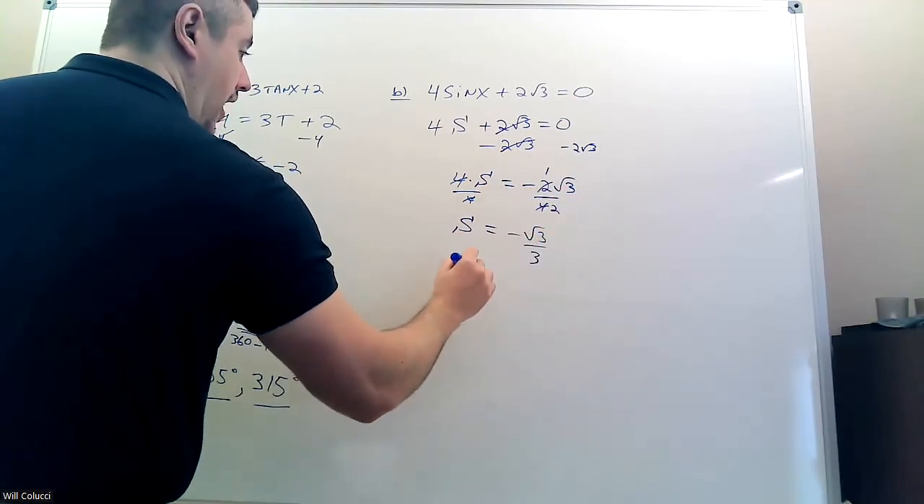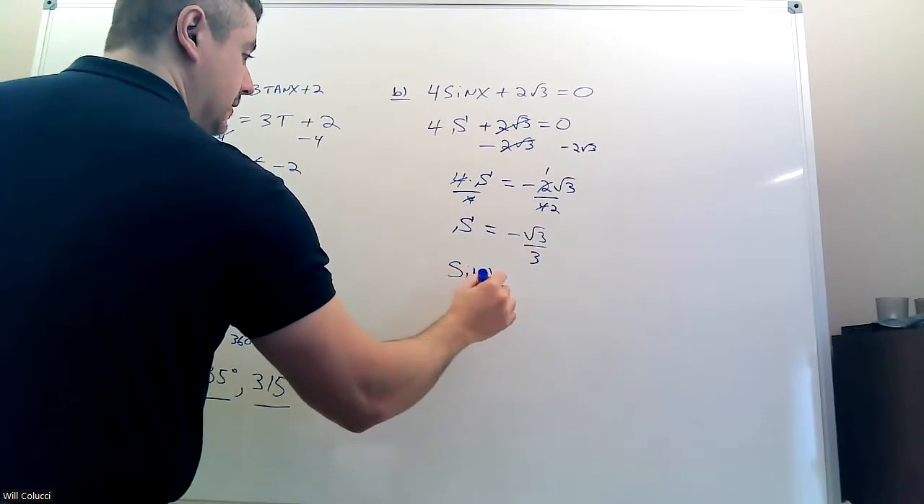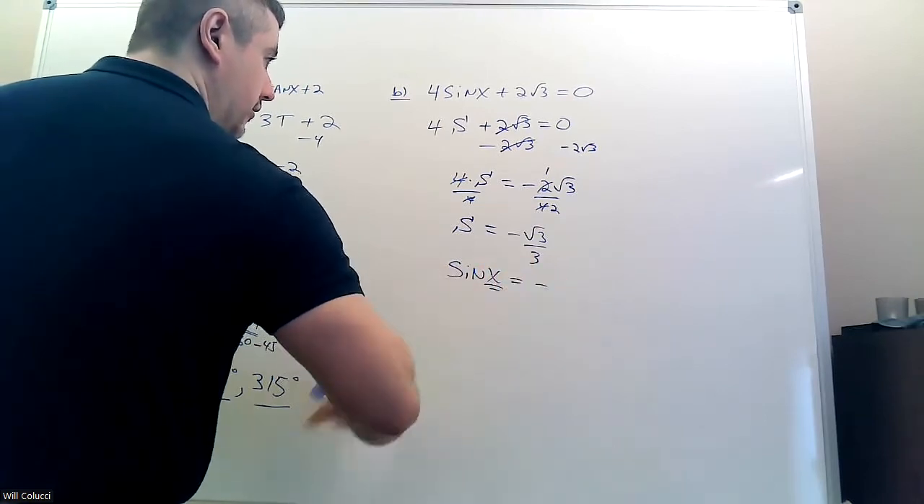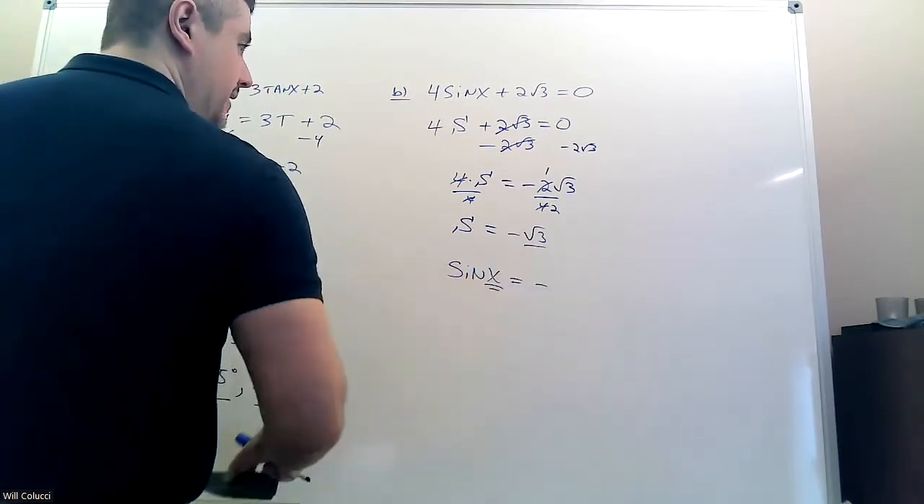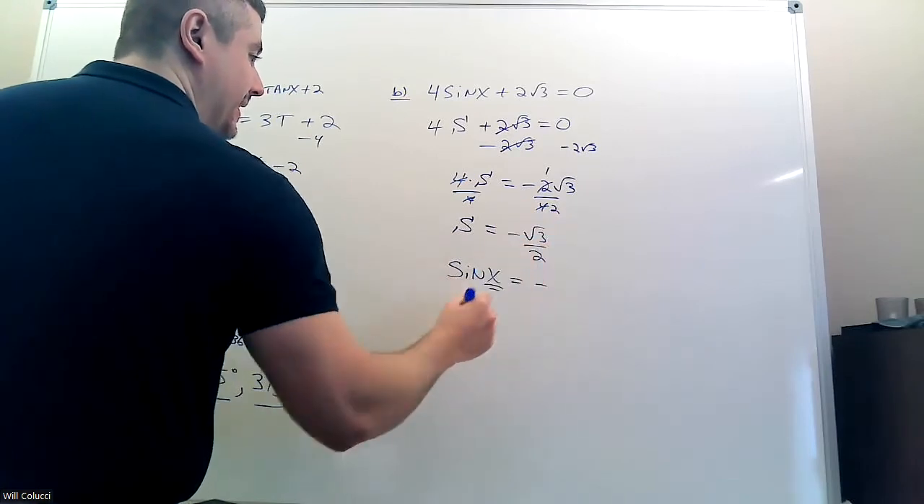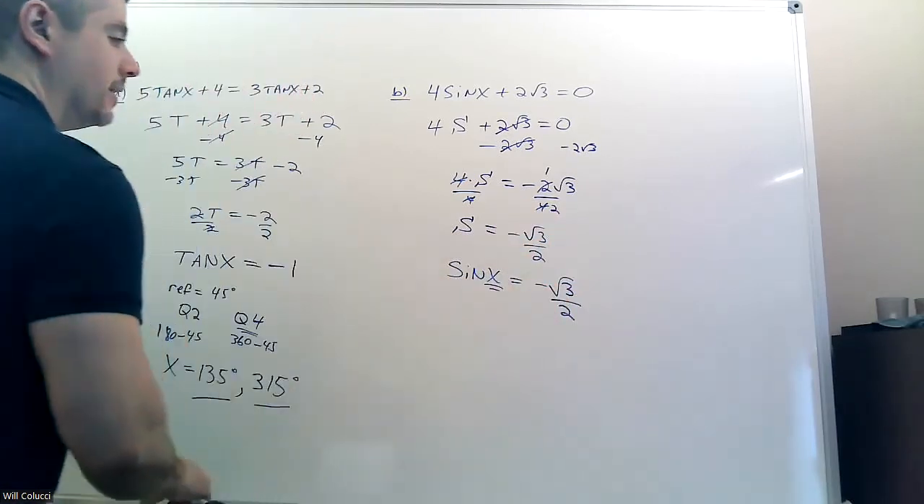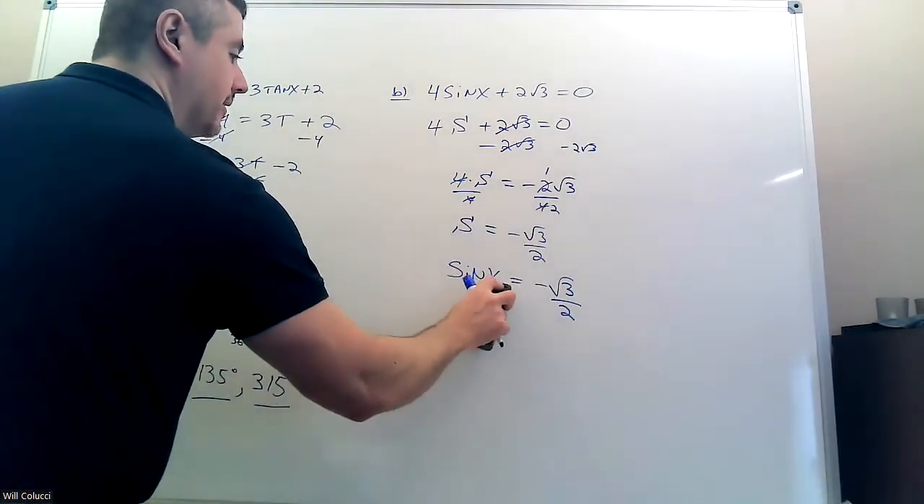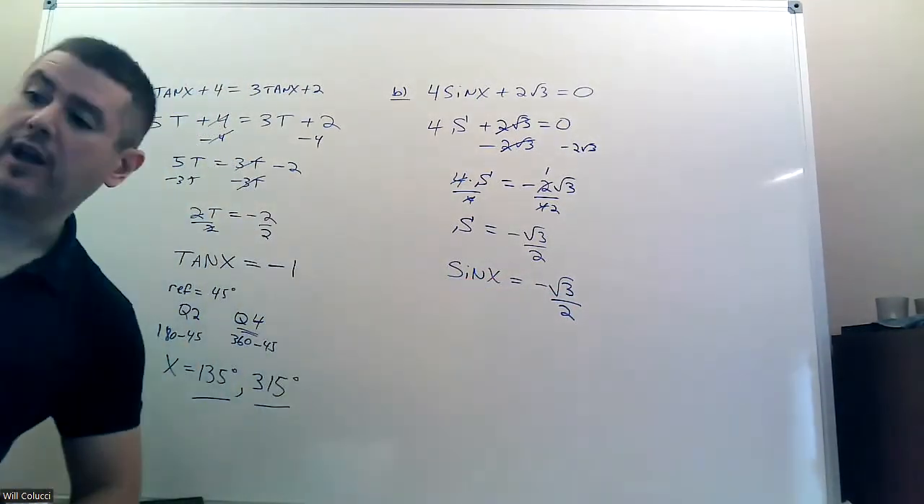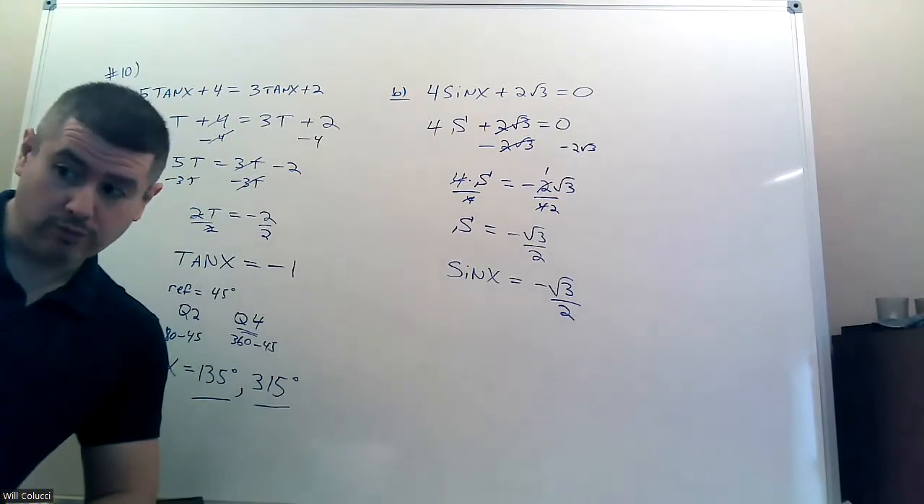So that means that sine x, which is what you're looking for, is... I can't believe I wrote 2 and then I wrote 3. I'm like, radical 3 over 3, that's tangent. All right, so we're looking for x, and you get negative radical 3 over 2.